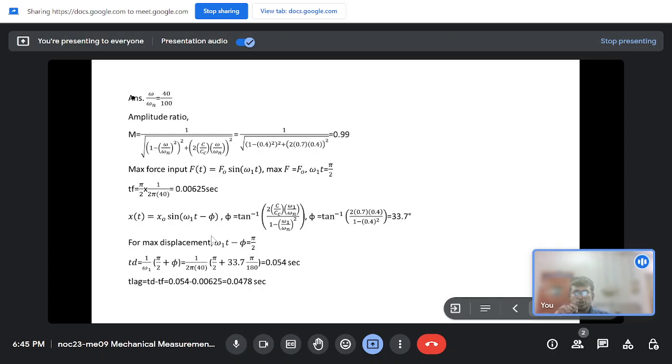Now that we have found the time, this time difference will give you the time lag. The time lag is the time at which maximum displacement occurs minus the time at which the maximum force occurs. So that will be 0.054 minus 0.00625, which will give you 0.0478 seconds. So that is the time lag, and the magnitude ratio is 0.99.